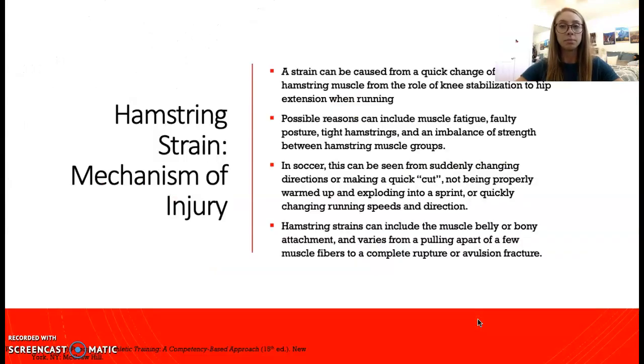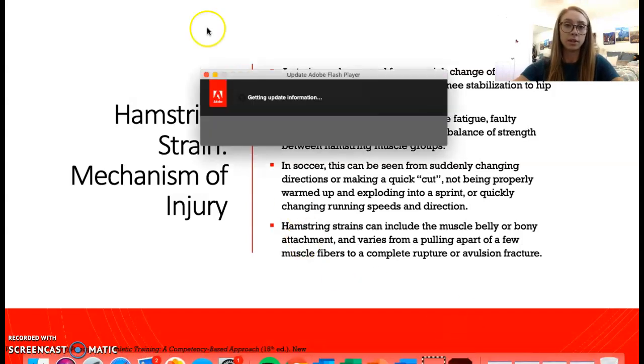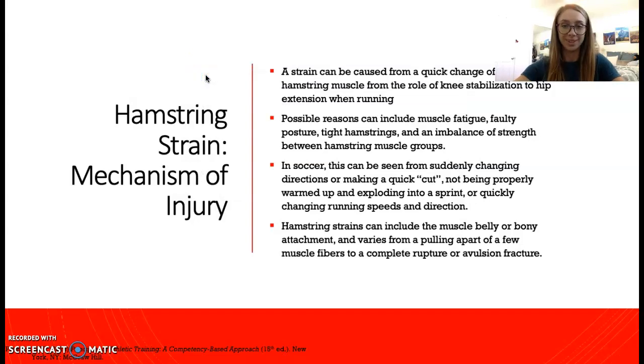So the mechanism can be in soccer, specifically like a quick cut or a quick change of motion, or maybe the athlete didn't warm up properly enough and they just go straight into that sprint, and their hamstring complex and even their quads aren't fully prepared for that type of movement. So there can be a strain or even a tear. Hamstring strains can include the muscle belly or even the bony attachment. It varies from a pulling apart of a few muscle fibers to a complete rupture or an avulsion fracture.